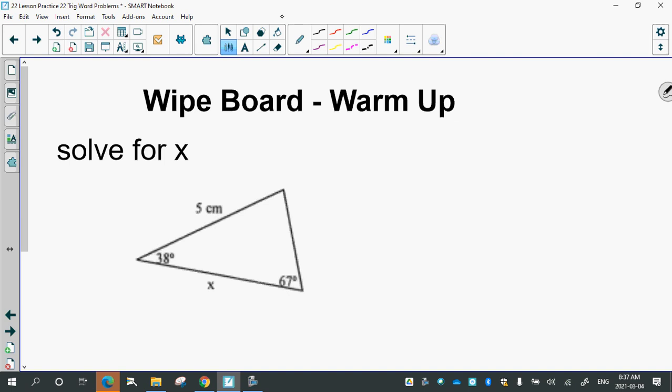Okay, so solve for x. Remember, first thing you do is check and see if it's a right angle triangle. Then you check and see if you have a side angle pair.